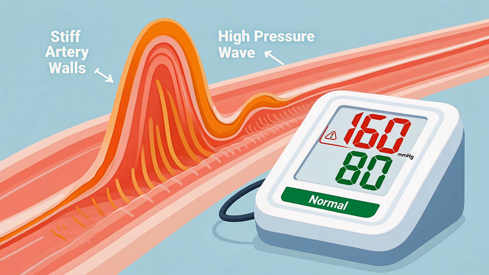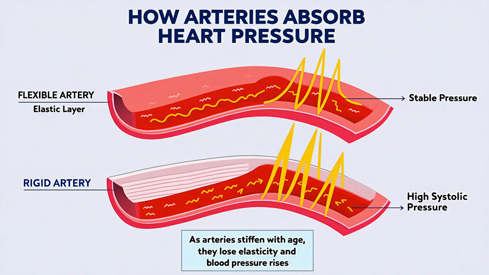So if we answer the title question directly, the systolic blood pressure number, the top number, is usually the stronger predictor of heart attack risk in middle-aged and older adults. But that answer is not the entire story.